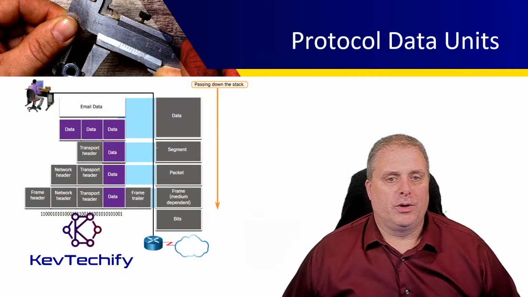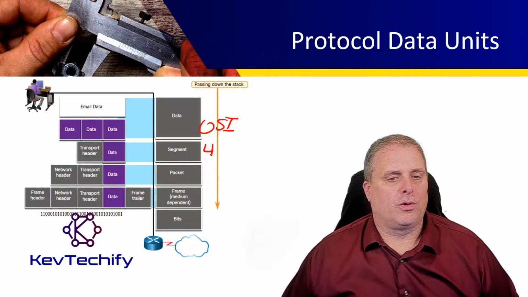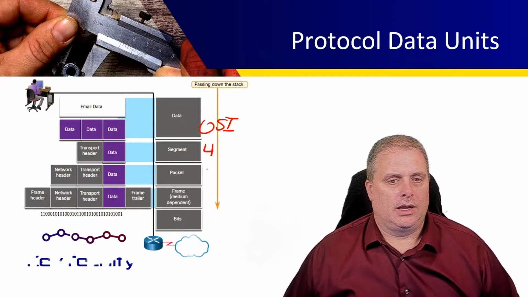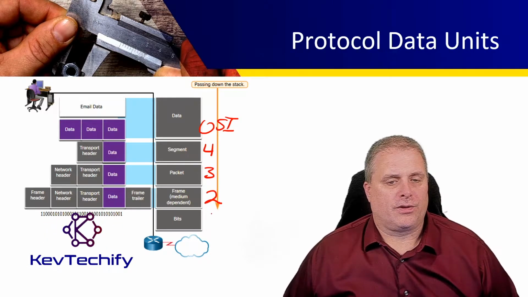Looking at that, if we were to look at the OSI model, this would be layer 4. Layer 4 has segments. Layer 3 is the packets. Layer 2 has frames, and then layer 1 is the physical layer.